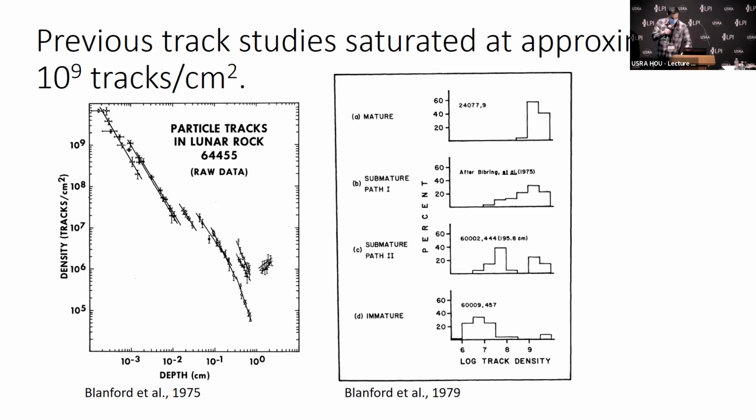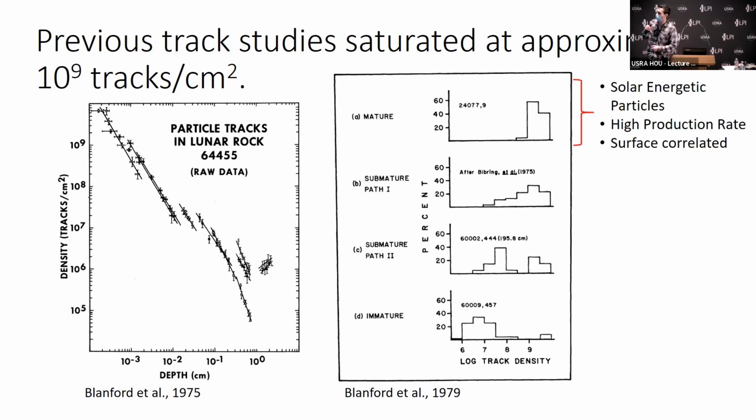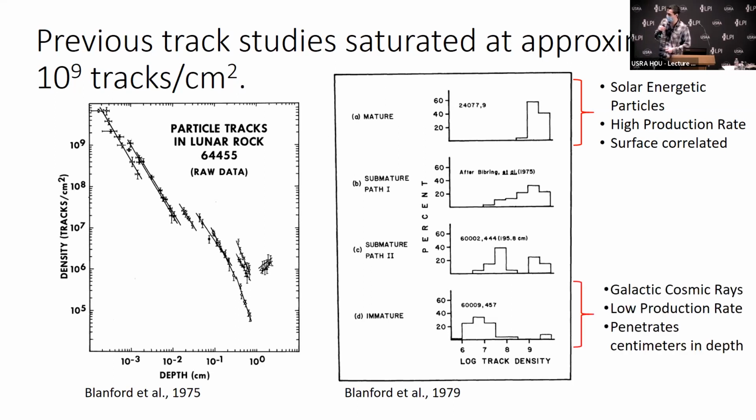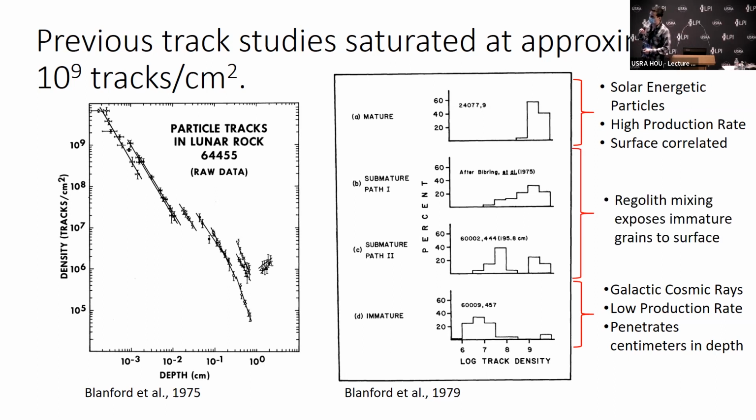And from these studies, they were able to apply it to studying lunar soils. So, for example, if a lunar soil had a high number of grains with high track densities, say 10^9 tracks per centimeter squared, that's associated with solar energetic particles, which have a very high production rate, and hence this regolith would be considered surface correlated. On the other end of the spectrum, we have a high number of grains with low track density, so 10^6, 10^7 per centimeter squared. Those are associated with galactic cosmic rays, which produce at much lower rates and can penetrate centimeters in depth. So this regolith was likely never exposed at the surface. And then we have intermediate distributions, which are just various degrees of mixing.